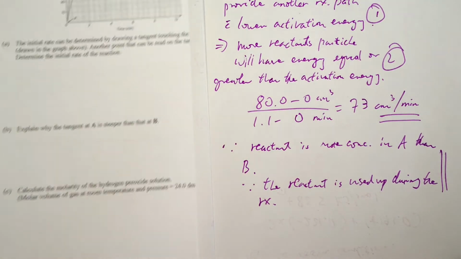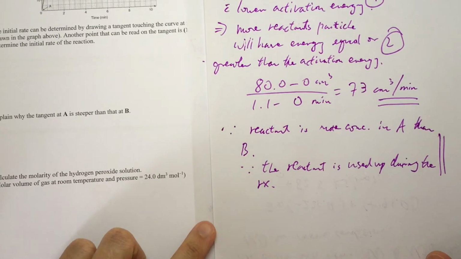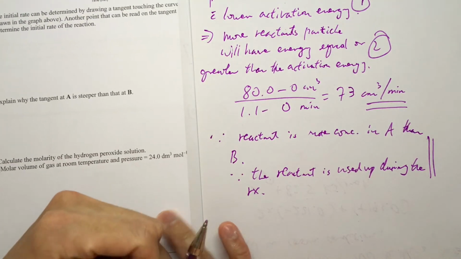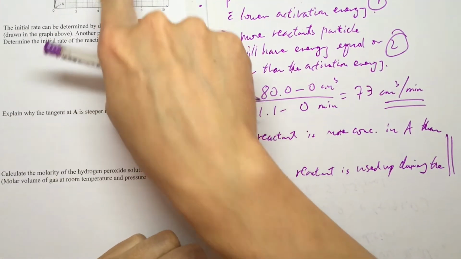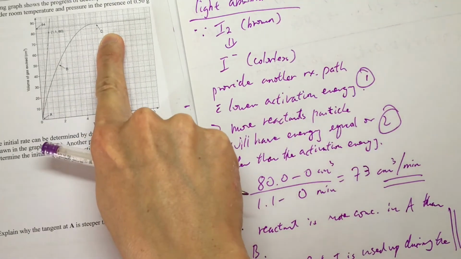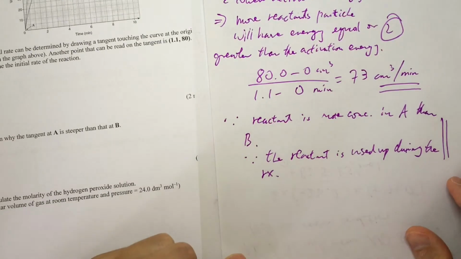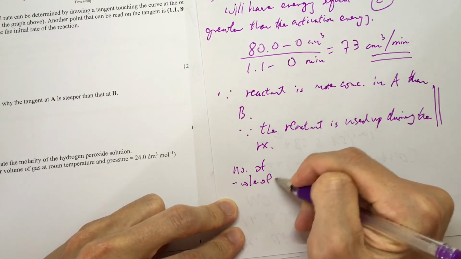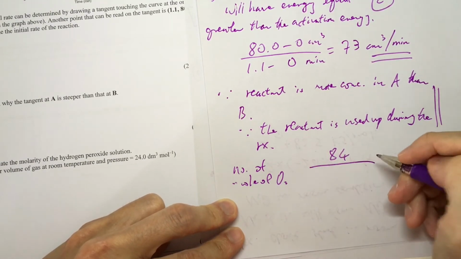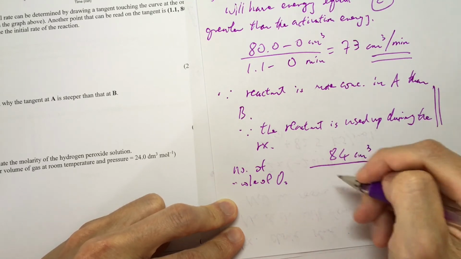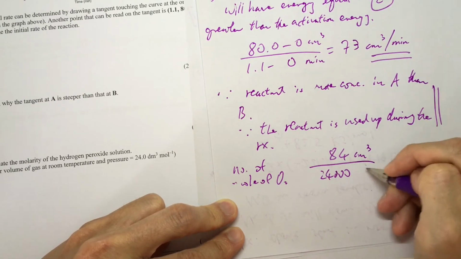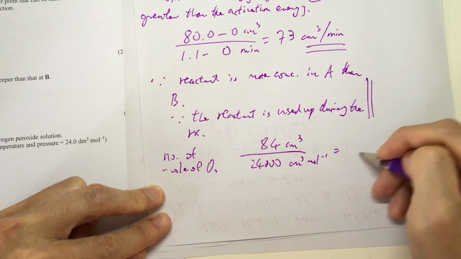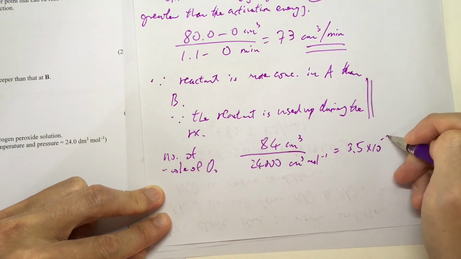Okay, and finally is calculate the molarity of hydrogen peroxide. So you need to first find the number of mole of oxygen. Okay, and here you can see the final one will be 84. So 84 cm cube of O2, but don't forget you need to change the cm cube into number of mole. This is the molar volume. Yes, 3.5 times 10 to the minus 3 mole.